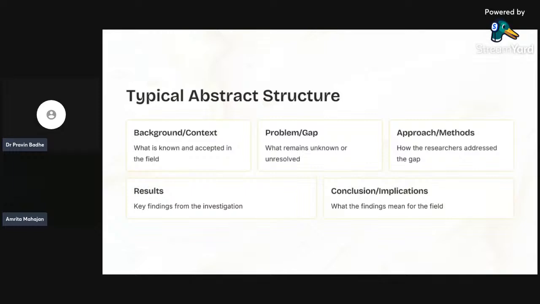Whatever they have done, whatever they have interpreted, what exactly they are trying to find out, all of them will be broadly expected in the results. And then comes the conclusion and implications, where the findings show what exactly they mean for the field. So basically, in the conclusion only, you will find certain gaps.